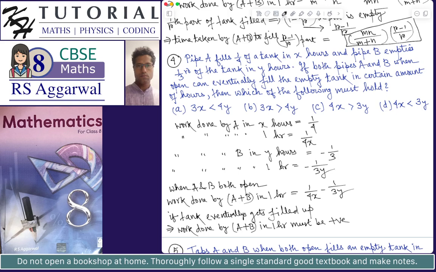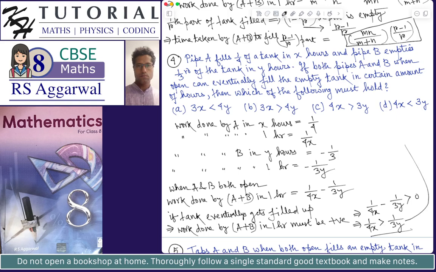Since in the problem it is given that when both pipes A and B are open, eventually the tank gets filled up, this means that per hour the tank is being filled up, which also means that per hour the work done by A and B is positive. So this implies we must have 1 by 4x minus 1 by 3y greater than 0. That is, 1 by 4x minus 1 by 3y must be positive. So from here we can say that 1 by 4x must be greater than 1 by 3y.